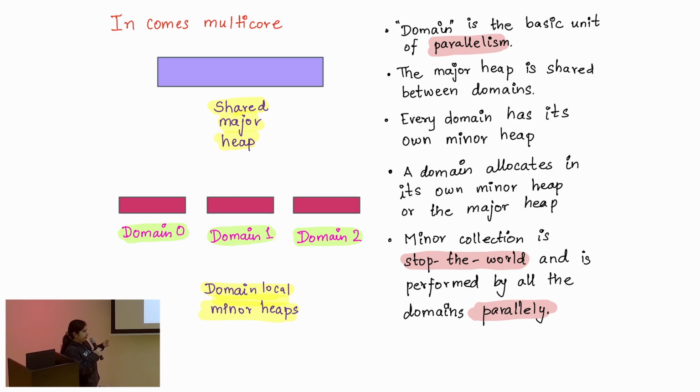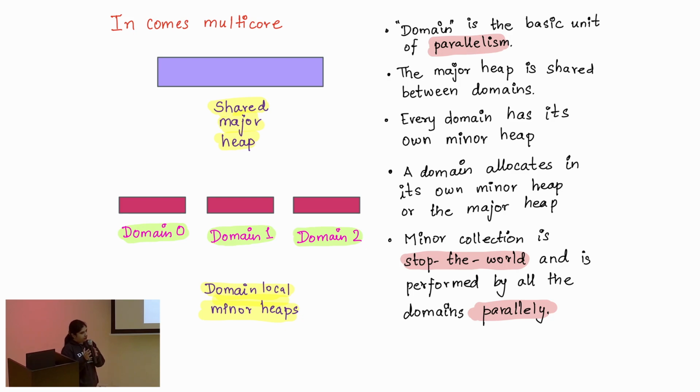Another key detail here is that a choice was made for the minor collection to be stop the world, which essentially means when minor collection happens, it doesn't happen independently. When, say, domain 1 triggers minor collection, it happens in parallel in all the domains that are there. This choice was not made in isolation. It was made in comparison with another model. This model is known as Stop the World Parallel Collection.